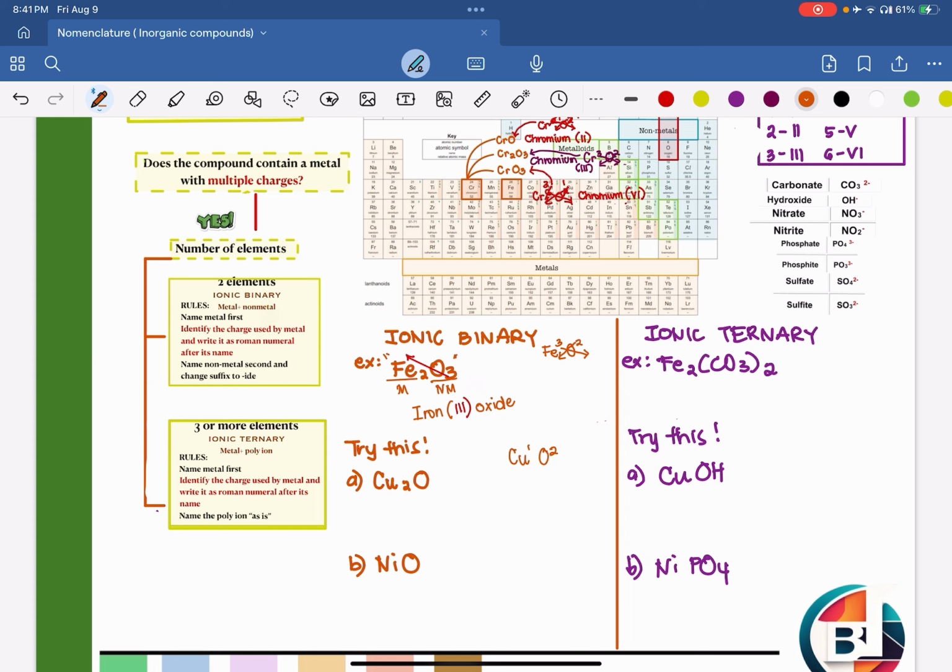How is that possible? Because remember, 1 and 2, the next thing you need to do is to crisscross. That will result in this. Same way, just name the metal, emphasize the charge used. In this case, it did utilize 1. Rule for the nonmetal, you just need to change it to IDE. So you would have copper 1 oxide.